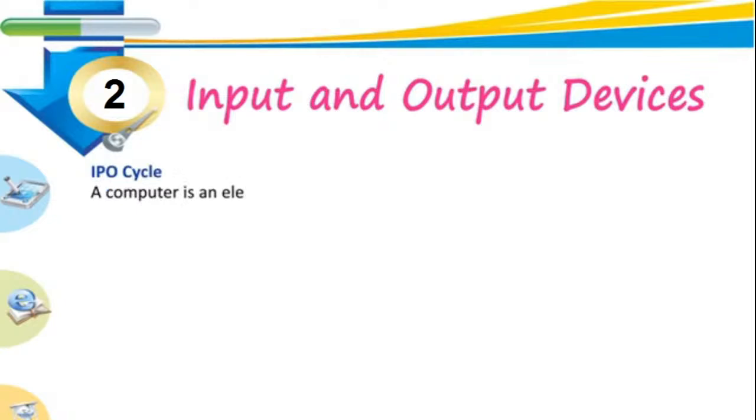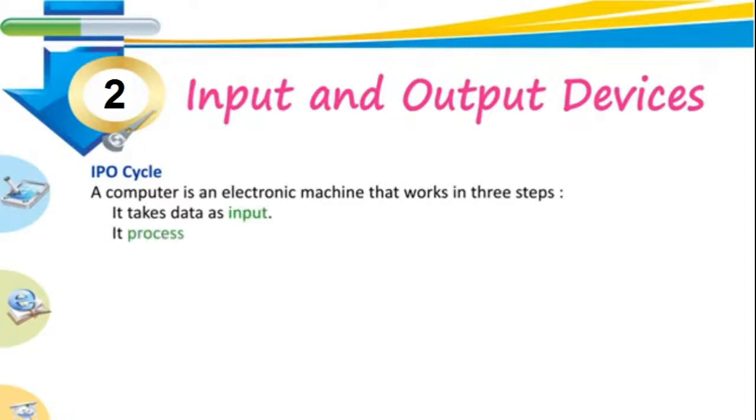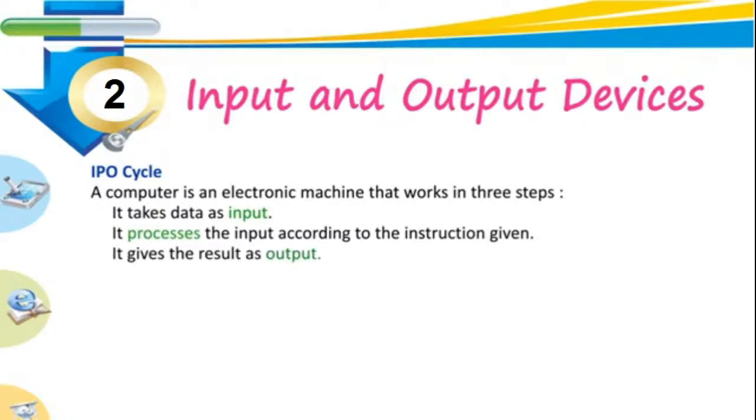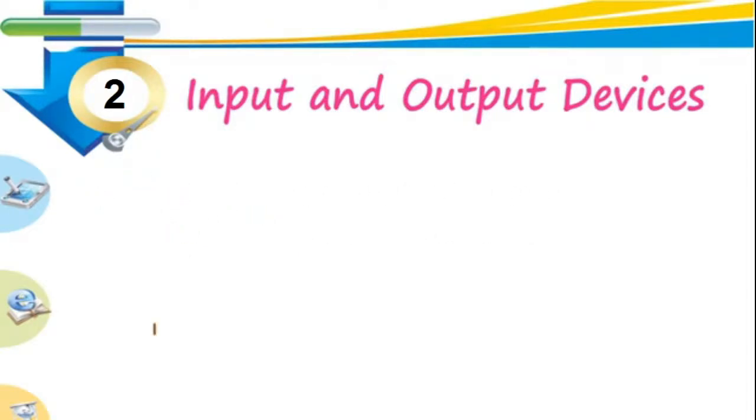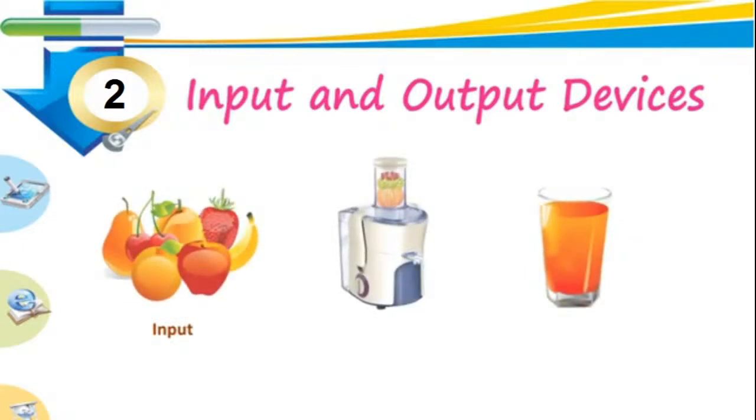IPO cycle. A computer is an electronic machine that works in 3 steps. It takes data as input. It processes the input according to the instruction given. It gives the result as output. Input, process, output.